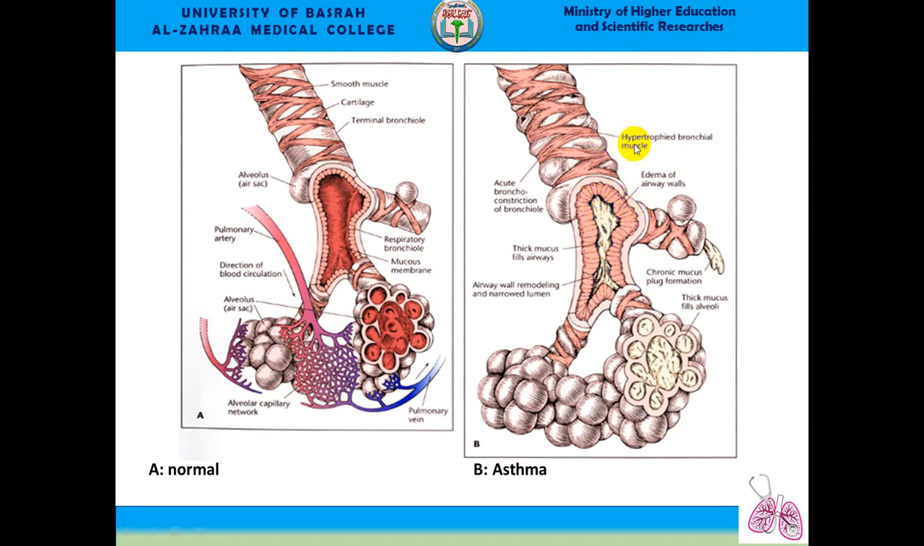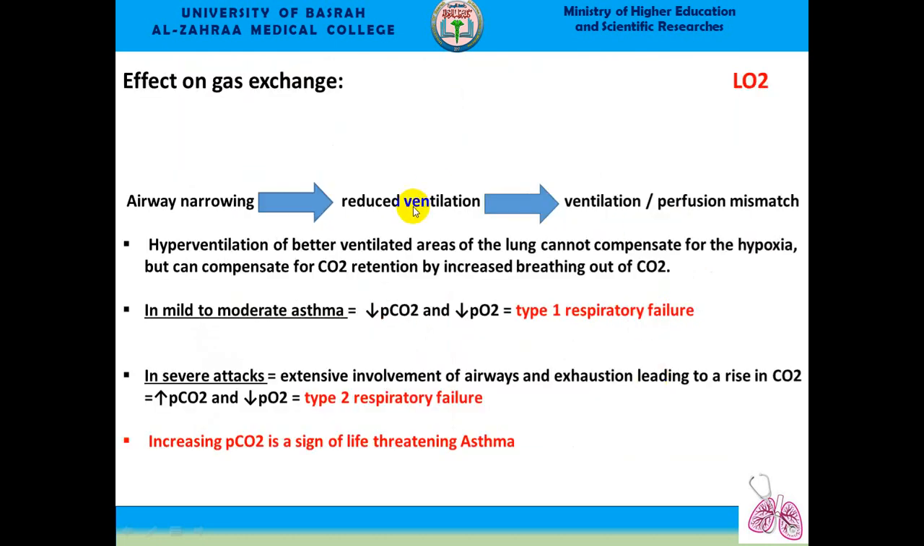Second, there will be hypertrophied muscles of the bronchi, which will result in bronchoconstriction. And you can see here, there is edema of the airway wall, which again adds to the obstruction. And even inside the alveoli, there is filling of the alveoli by mucus, which will result in what is called ventilation perfusion mismatch. So what is the effect of airway obstruction on gas exchange?